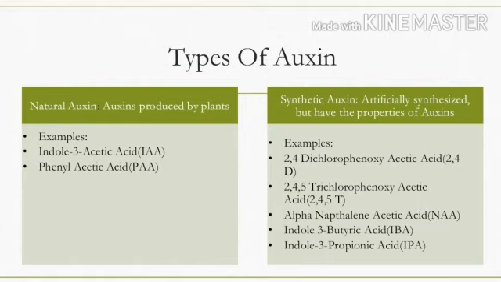Examples of natural auxins are indole-3-acetic acid and phenylacetic acid, IAA and PAA. Then the examples of synthetic auxins are 2,4-dichlorophenoxyacetic acid, 2,4,5-trichlorophenoxyacetic acid, alpha-naphthalene acetic acid, indole-3-butyric acid, indole-3-propionic acid. These are all about the types of auxins and their examples.